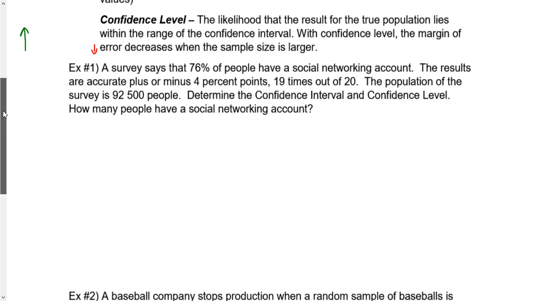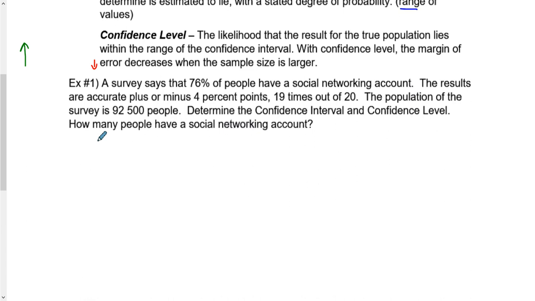So if the survey says that 76% of people have a social networking account, well, then we should be about 76%. But it says that it's accurate plus or minus 4 percentage points, which means from that 76%, it could be plus or minus 4%. This entire thing right here is a confidence interval.